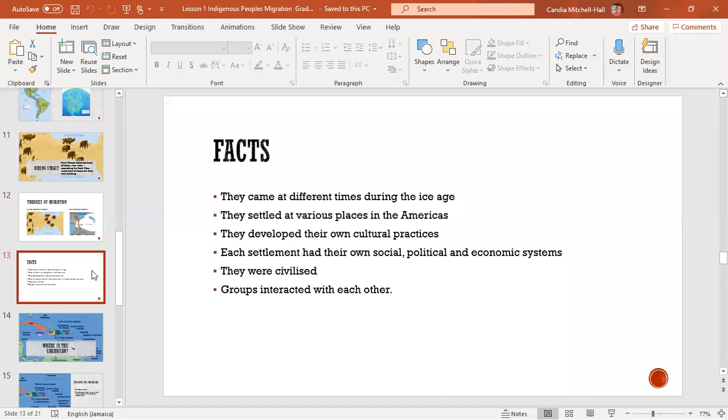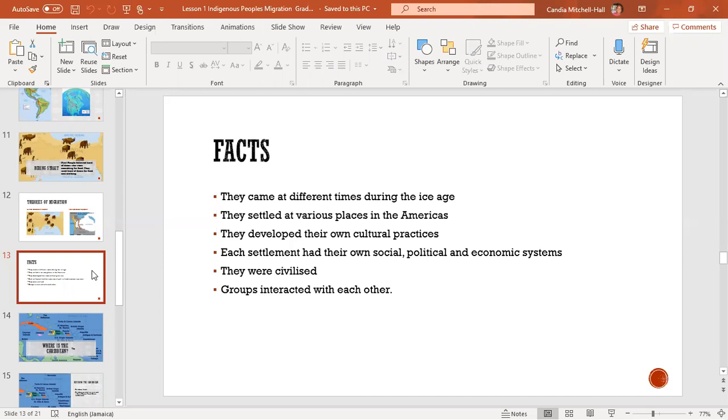So before we go, the first thing that we need to know, ladies, is that all the people that settled in the Americas during that time came at different times. They didn't all come at once. They came at separate times during the Ice Age, and they settled various places in the Americas. They would have developed their own culture. Each group, once they settled somewhere, developed their own culture, although some cultures are going to be very similar. Each settlement had their own social, political, and economic system.